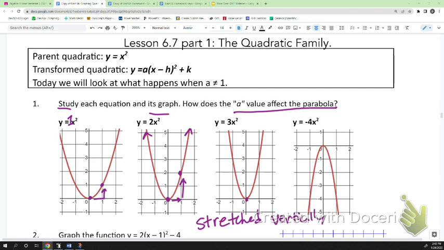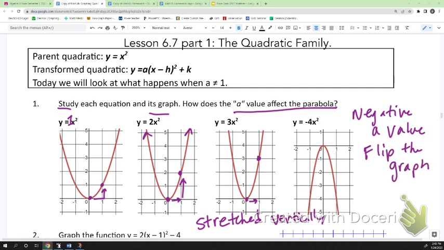And in this example, when the a value is 3, it has gone right 1 and up 3 to the next whole point. In the last graph, you should notice that a negative a value will flip the graph. Again, the negative 4 still holds true. If I go right 1 and down 4, that's how I get to my first point. We're going to use these observations to graph from different forms now.